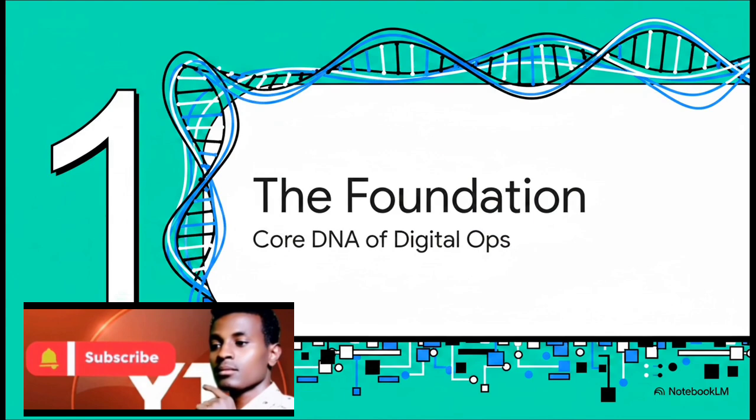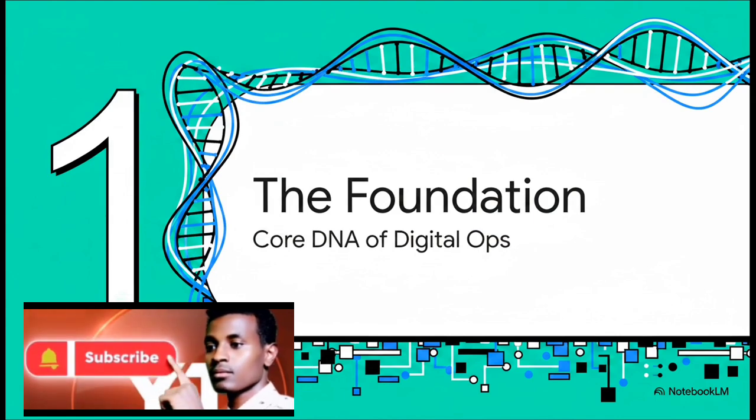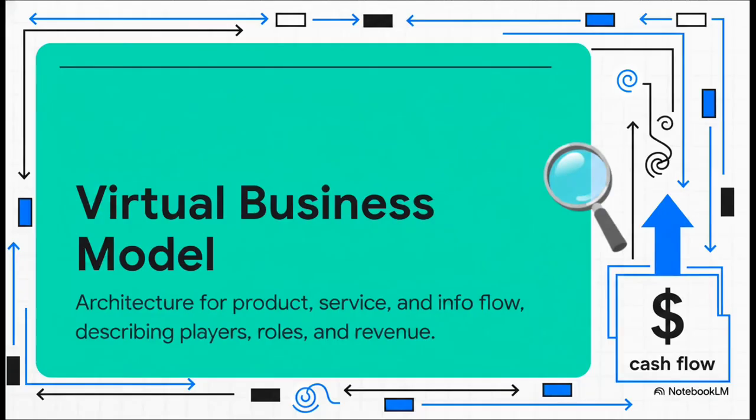Section 1. The foundation, the core DNA of digital operations. A virtual business model isn't just some vague conceptual idea. It's a literal architecture. It dictates exactly how a company makes money and where it positions itself in the value chain. It spells out the flow of products, the flow of services, and the flow of information. It defines exactly who the players are, what roles they play, and most importantly, where the cash actually comes from.